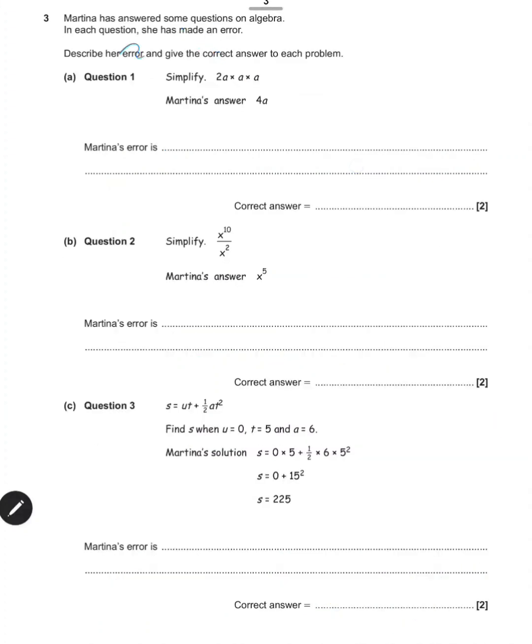Question 3, we've got a page of algebra that someone's done, and we've just got to find the error. So question 1, we've got 2a times a times a. Well, a times a times a is a cubed, and we've got 2 lots of that. So the correct answer is 2a cubed, and the error here is that she added when she should have multiplied. 2a add a is 4a.